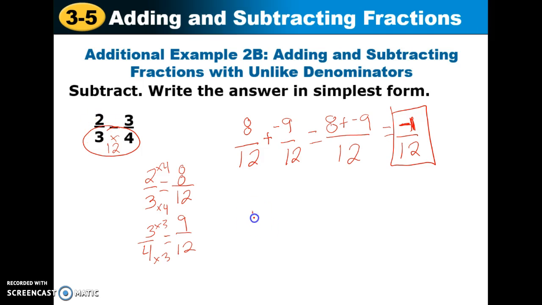I'm going to check just to make sure that makes sense. I'm going to estimate here. I always like to estimate to see. 2/3 is about 1. Minus 3/4 is about 1. Is -1/12 close to 0? 1 minus 1 is 0. Yeah, they're about close, so I think I should be right.